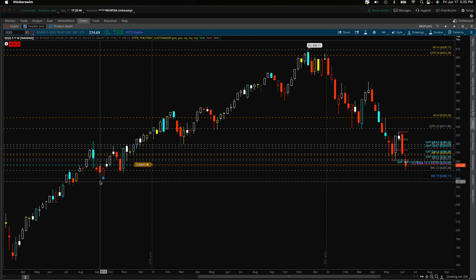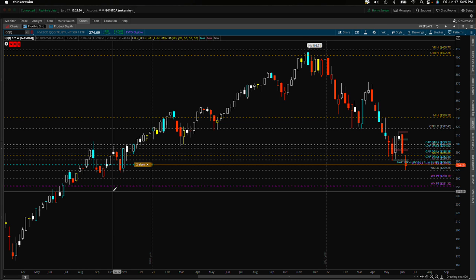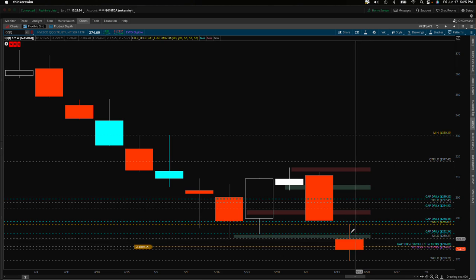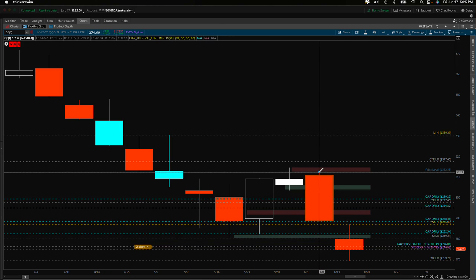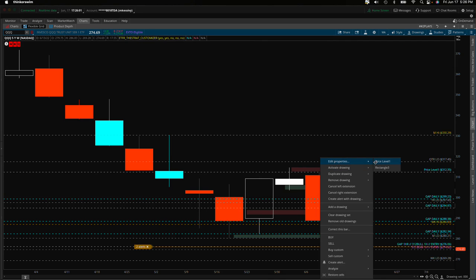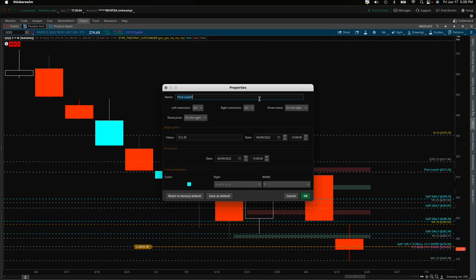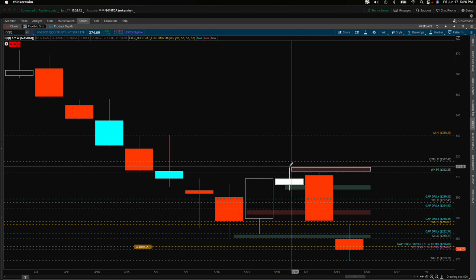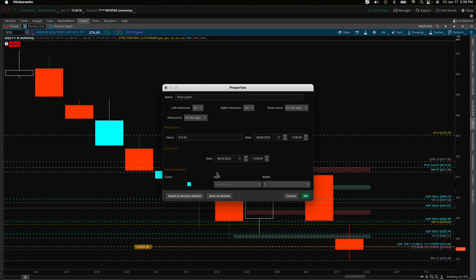Then we'll duplicate and say that's our next price target. For bullish movement, we have our weekly high, and then this is the next weekly price target. So we'll say WKPT, and then we'll make it green. And then this is the next price target at 314.56.